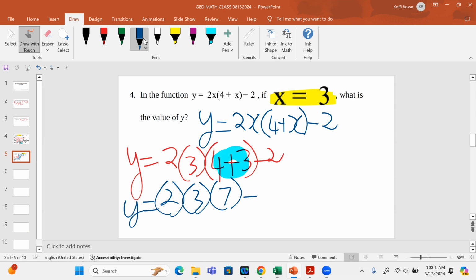Okay, let's see. So we have a 2 times 3 times 7 minus 2. Again, based on PEMDAS, we need to do the multiplication before any subtraction. So the multiplication here, we're going to take 2 times 3. What is 2 times 3? 6. And the 6 times 7, 42. 42 minus 2, 40.